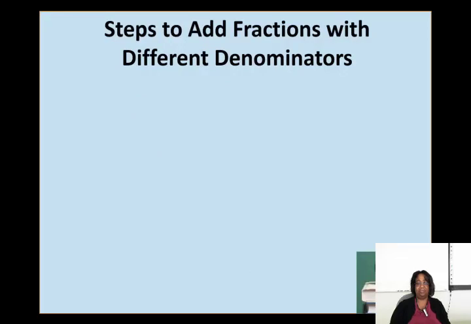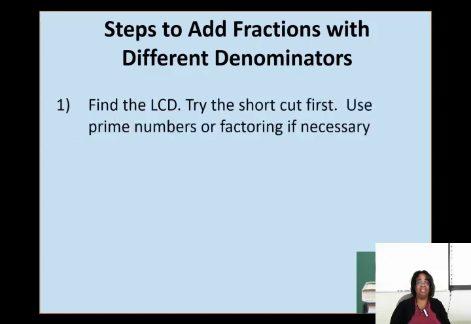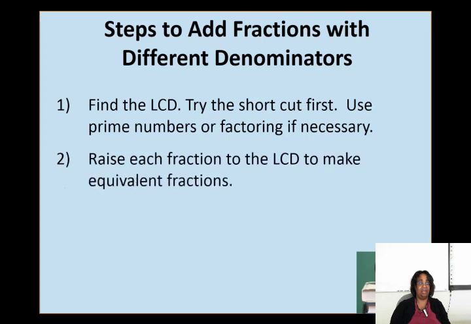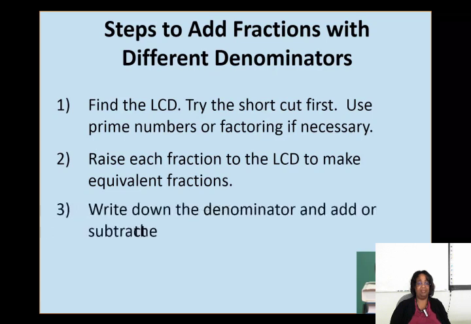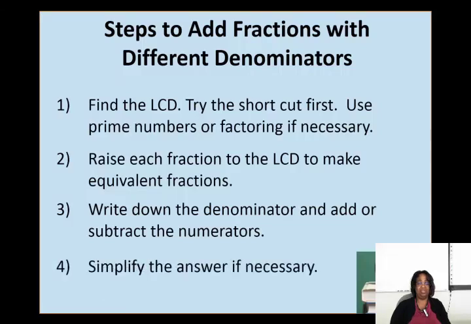So let's just go over the steps that we did in order to add fractions that had different denominators. First, we found the least common denominator by finding the LCM, which is the least common multiple. Then we raised each fraction to that least common denominator. I wrote down the denominator that they had in common and went ahead and added the numerators. You'll do the same steps for subtracting too. Then you need to make sure that your answer is reduced or simplified to lowest terms.